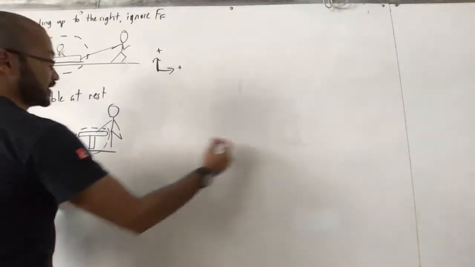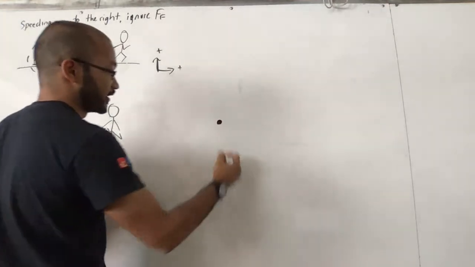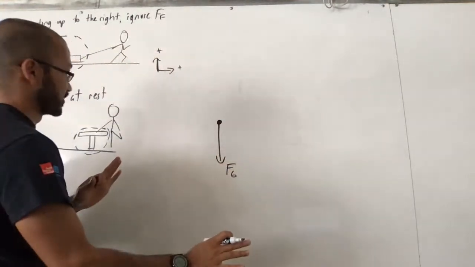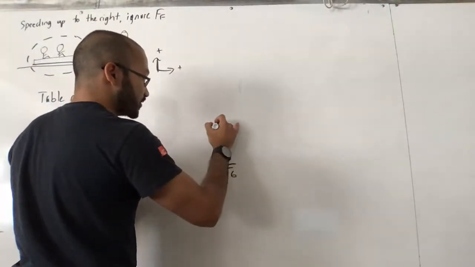Table at rest. So what's interacting with it? Again, I know there's gravity. That's the easy one. I'm going to ignore the symbols for now. There's the person pushing downwards.